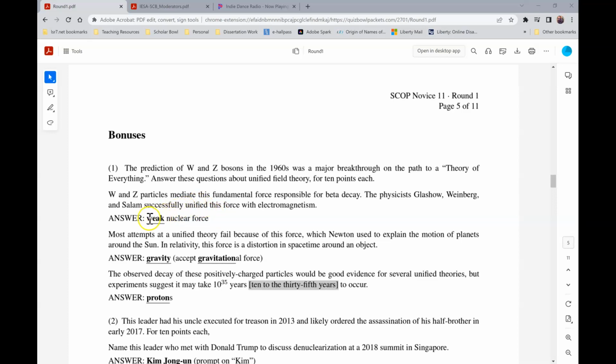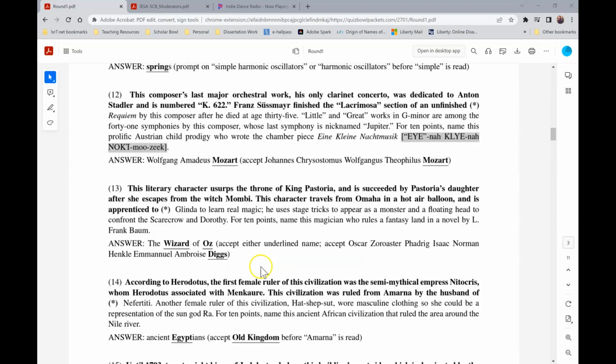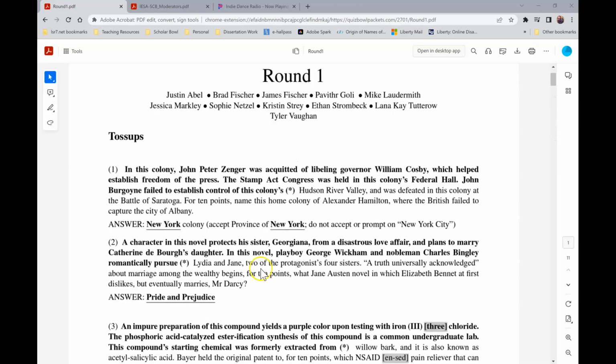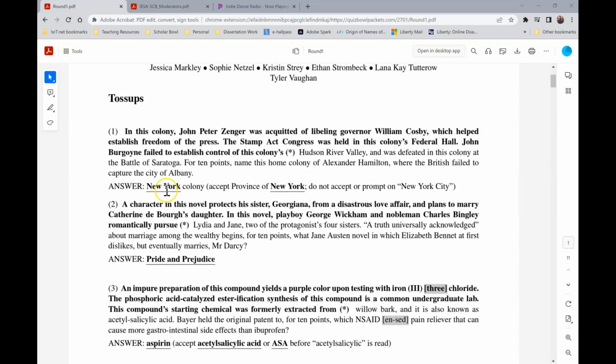So for them to get the points for this particular bonus, they would need to have the word "weak." And they could just say the word "weak" without "nuclear force" at the end of it, and that is still acceptable. Notice in this next bonus, it has "gravity," but it says also to accept "gravitational force." That works as well. So that's an example in a bonus. An example of this in the toss-up would be in that last one that I said. It has the words "New York colony." So if a student just said maybe "York colony," then you would say "prompt," and they would need to say "New York."